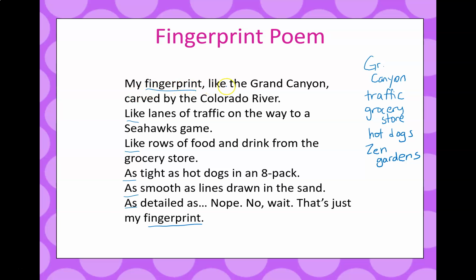My fingerprint, like the Grand Canyon carved by the Colorado River, like lanes of traffic on the way to a Seahawks game, like rows of food and drink from the grocery store, as tight as hot dogs in an 8-pack, as smooth as lines drawn in the sand, as detailed as, nope, no, wait, that's just my fingerprint.